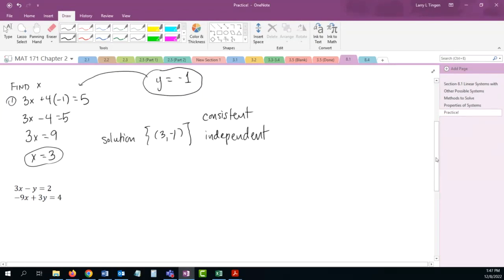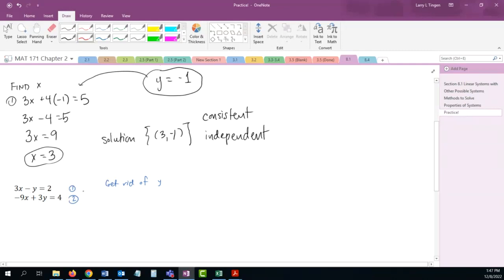3x minus y is equal to 2. 9x plus 3y is equal to 4. At the very beginning of this, once you figure out which method you're going to use, pick the variable you want to get rid of. So this is equation 1, this is equation 2. I want to get rid of y because that's going to be easier. Well, now let's get rid of y.